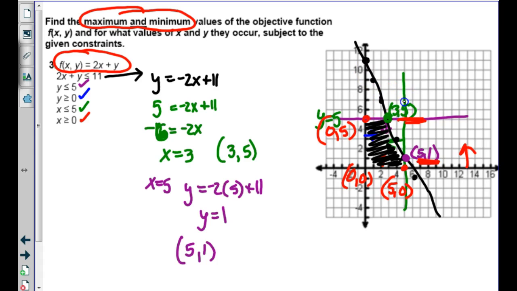If I put this one in to here, 2 times 3 plus 5 would be 11. I'll just write it next to it and circle it. What if I put 0, 5 in here? I just get 5, right? If I put 0, 0 back in there, I get 0. If I put 5, 0, I get what though? 10. And 5, 1? 2 times 5 plus 1 would be 11. Okay? So all of the points from here to here actually work.